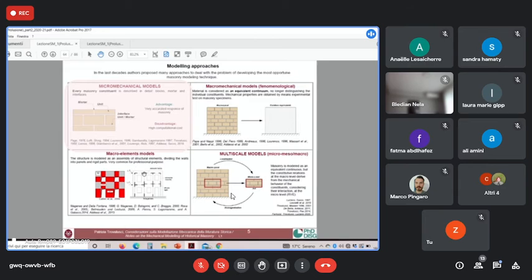And now I want to show you what in the literature are called micromechanical models. And micromechanical models are, we can consider micromechanical models, the models in which we represent separately the bricks, the stones, the rigid element, and the interface. And the interfaces can be mortar interfaces, but also dry interfaces, in which the behavior is considered non-linear.